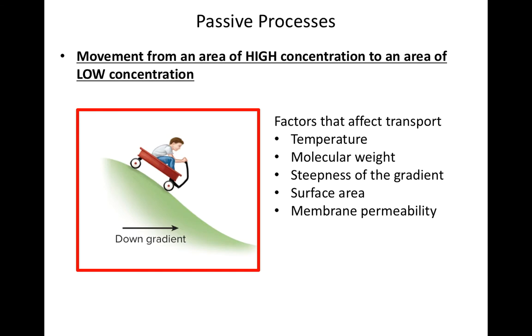How steep the gradient is going to play a role. Steeper the gradient, faster the transport. The more surface area we have for transport, the faster the transport. And the more permeable the membrane is to whatever is moving, the faster the transport. Okay, so there's several different things that are going to play into this.